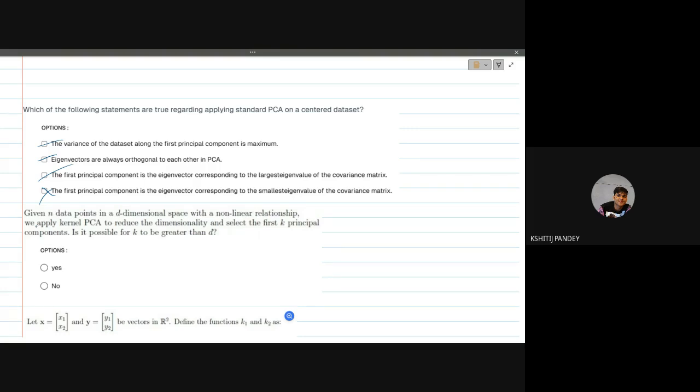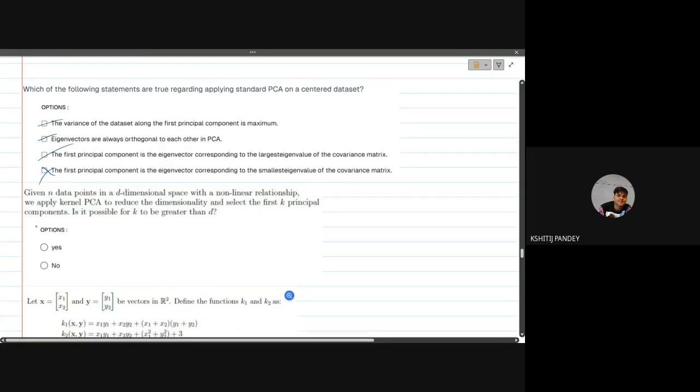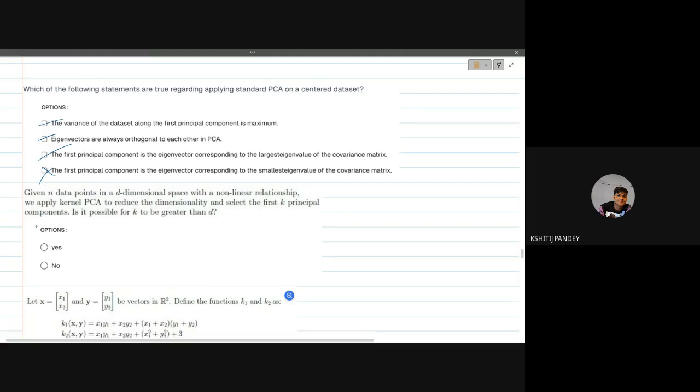Yes, it's by definition. Okay. In the next question, given n data points in d-dimensional space with non-linear relationship, we apply kernel PCA to reduce the dimensionality and select the first k principal components. Is it possible for k to be larger than d?